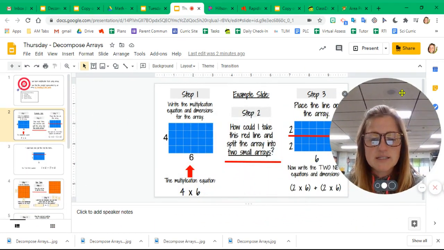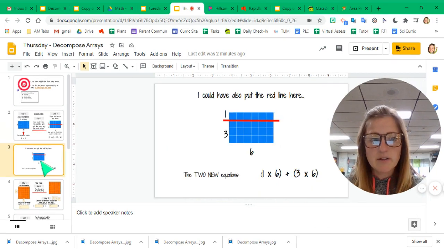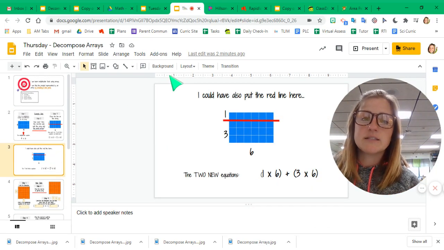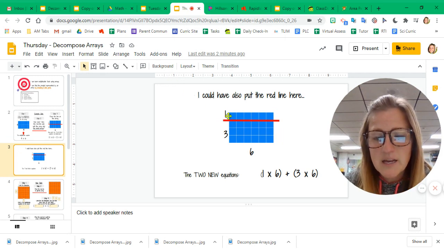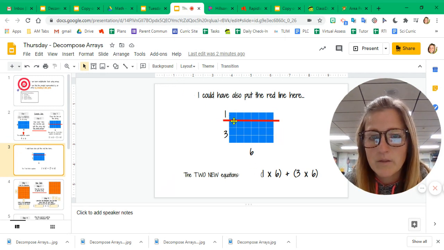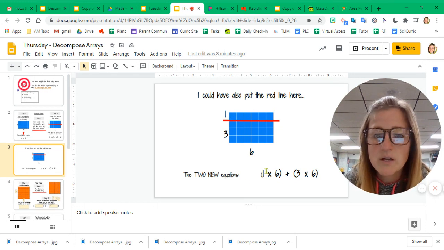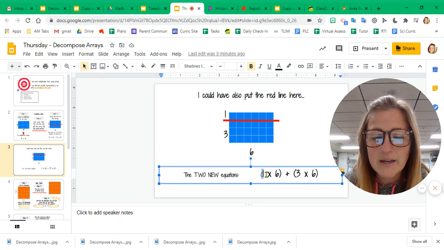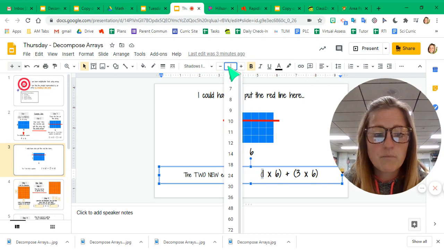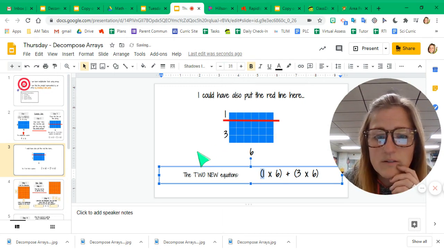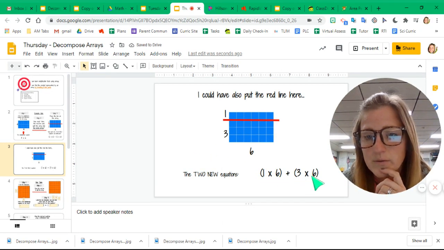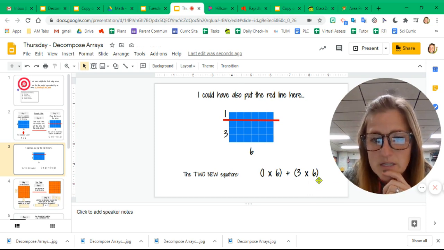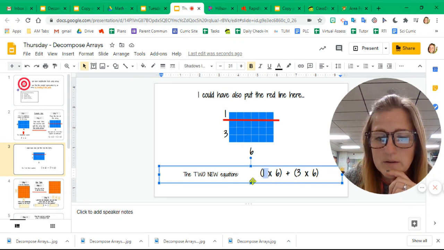So on the next slide, I also have another way of splitting up the array. Instead of doing 2 times 6 and 2 times 6, I could also do the red line here and have a 1 by 6 and a 3 by 6. So if I take a look down here, you can see that there is a new equation, a 1 by 6 plus a 3 by 6. And that would equal the same as 4 by 6 because, again, 3 and 1 is 4.